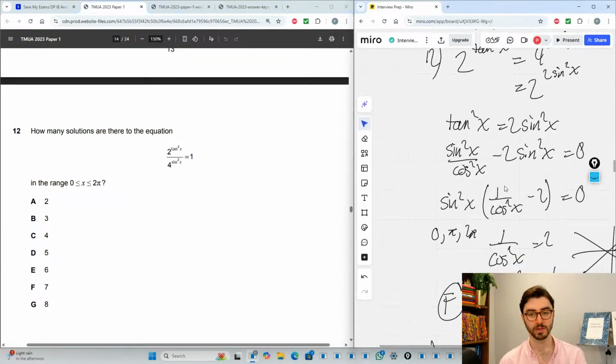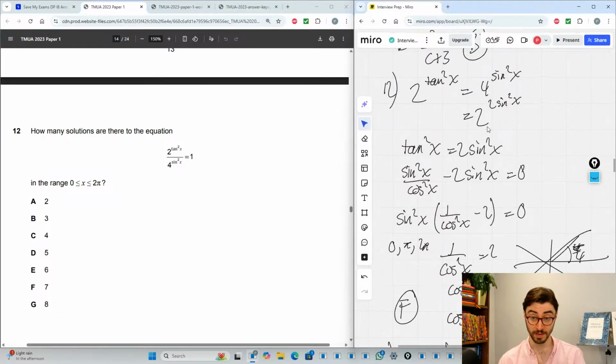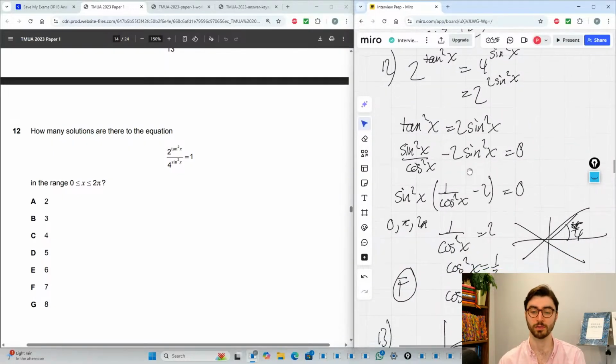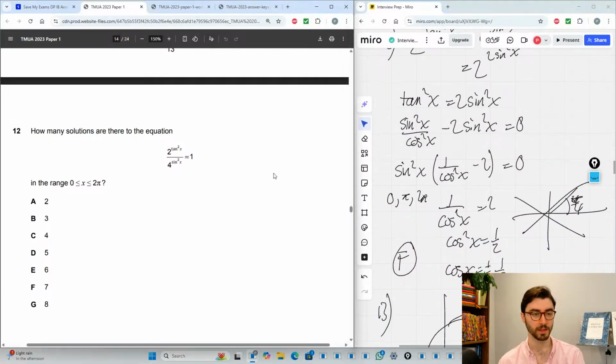I liked how I did 12, which is another one of how many solutions. Getting things to the same base so that you can compare the powers, quite a common technique. Never dividing through by sine squared because you will lose solutions. And I think the rest was okay.